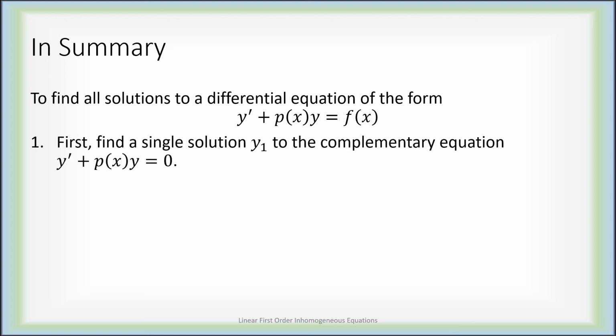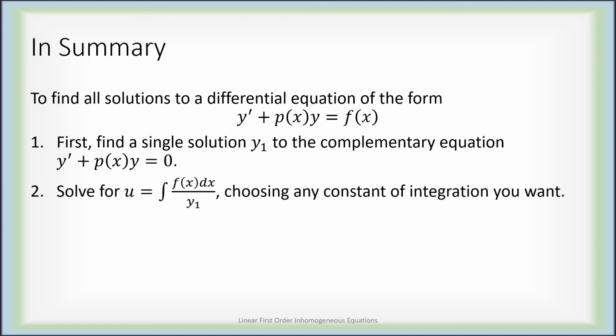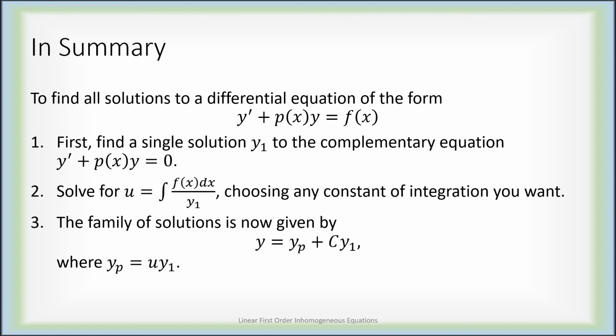The first step is to find a single solution to the complementary homogeneous equation, which you get by replacing the forcing function with 0. Next, you solve for u, an antiderivative of f of x over y1, where y1 is the single solution to the complementary equation you found before. You're free to choose any constant of integration you want at this step. You're probably going to pick 0. The family of all solutions is now given by y sub p plus a constant times y1, where y sub p is the u that you found up here, times the y1 that you found at the beginning.